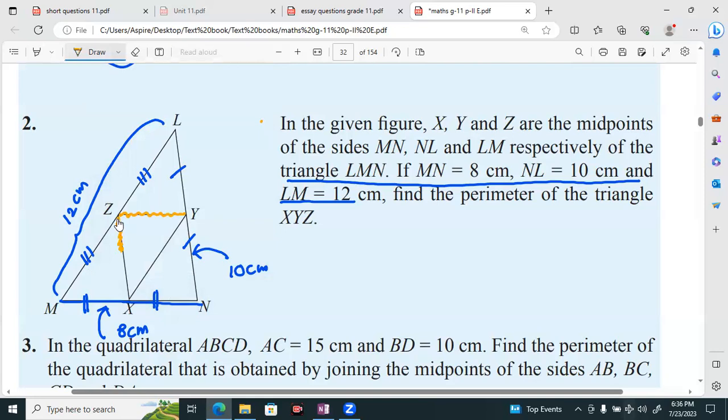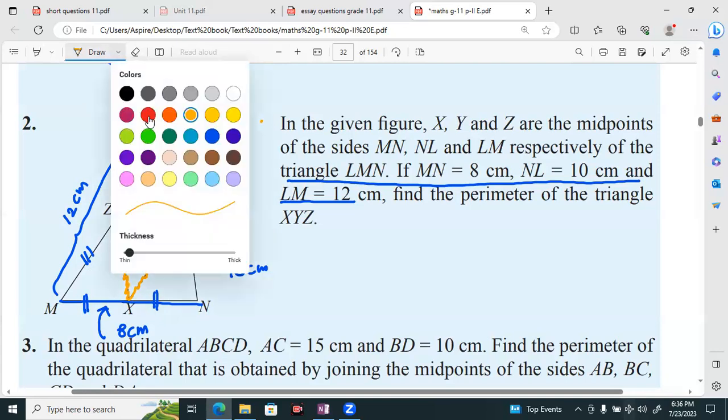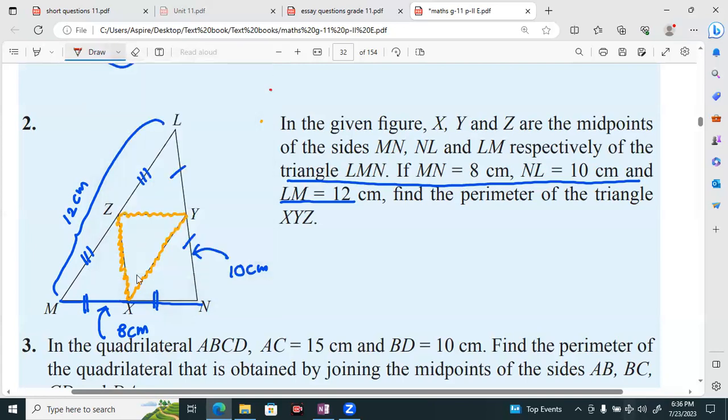Now remember that perimeter is the total outer length. Okay, to find the perimeter you have to know the length of each of these sides. Then how do we find the length of each of these sides?